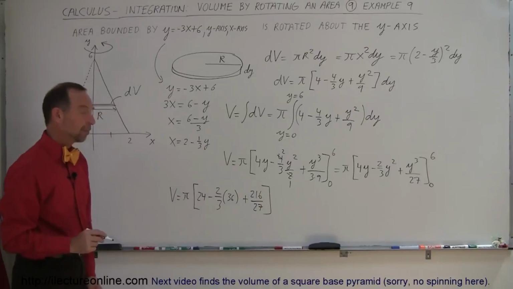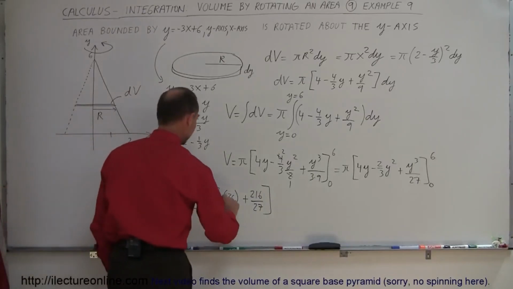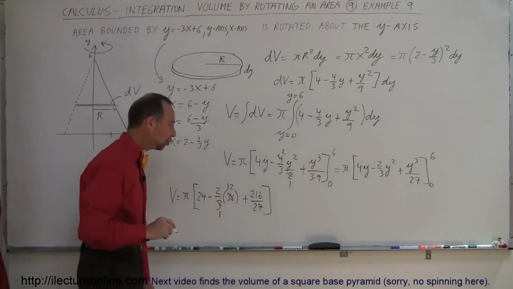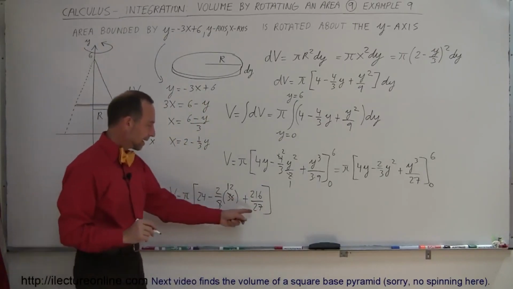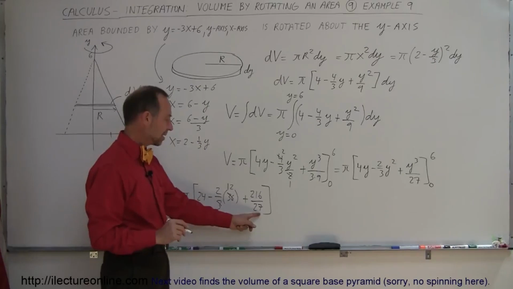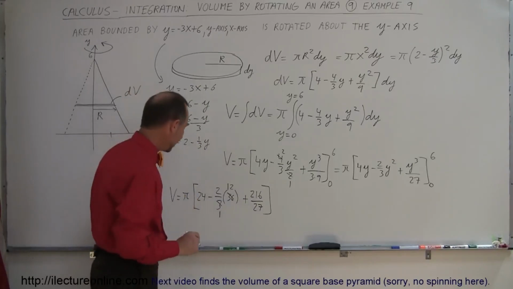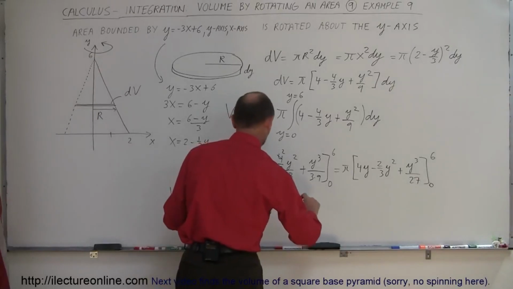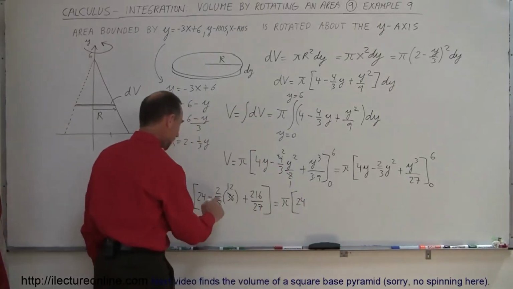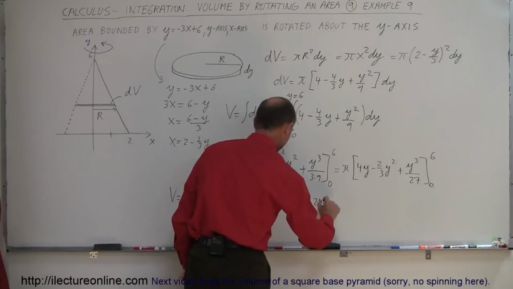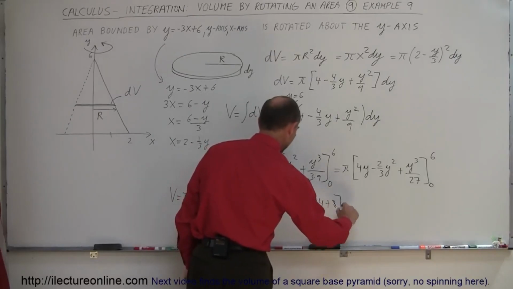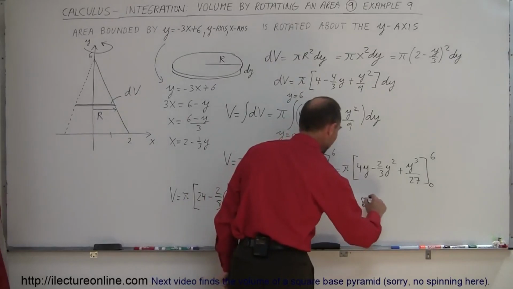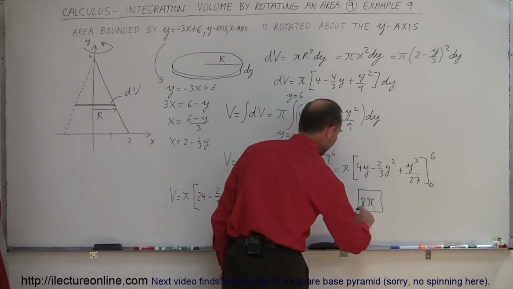All right, simplifying that, 3 goes into 36 12 times, and 27 goes into 216 8 times. So this is equal to pi times 24 minus 24 and plus 8. Of course, 24 minus 24 cancels out. And finally, we get the result of 8 pi as being the volume.